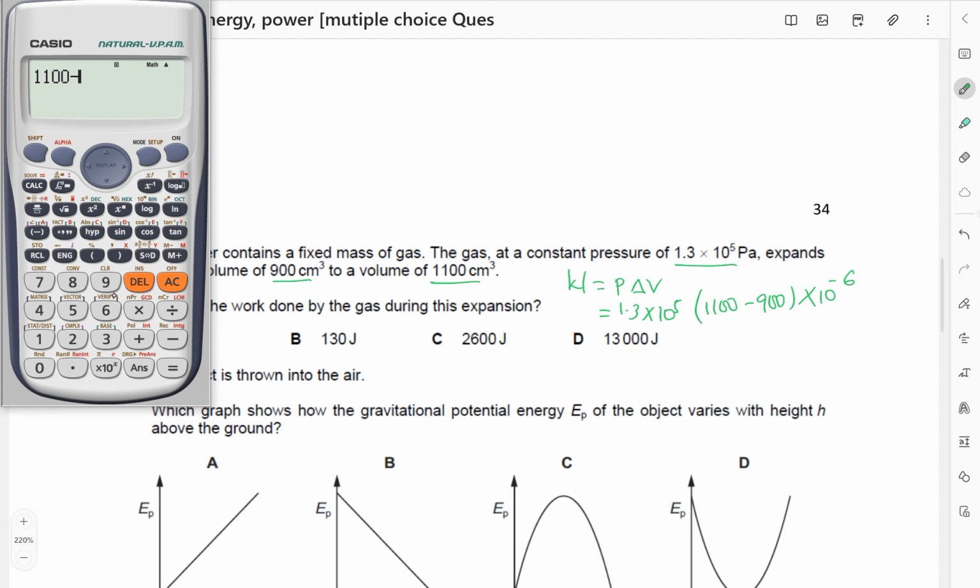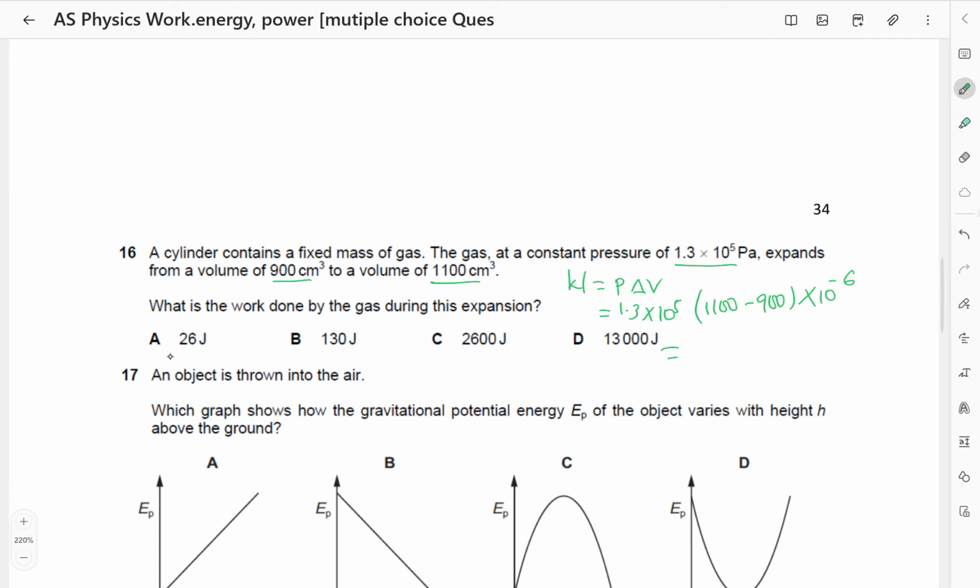1100 minus 900. Answer times 1 exponent negative 6 times 1.3 exponent 5. I think that is 26. So this is 26 joules. So the answer is going to be A.